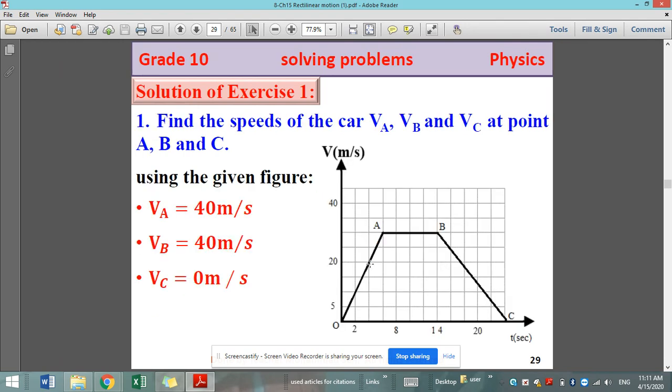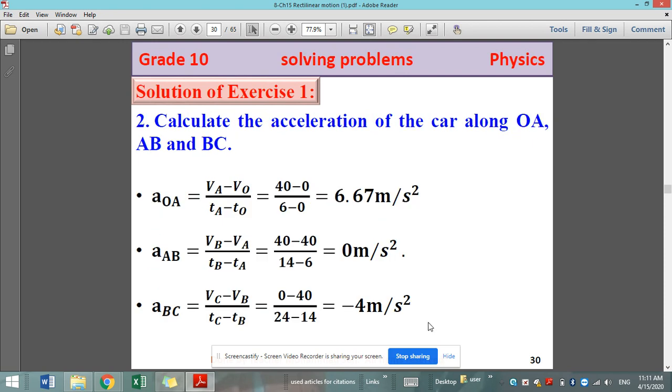And the acceleration of the phase BC is VC minus VB, the final minus the initial, over TC minus TB. TC is 24 and TB is 14, so the difference in time is 10. We have 0 minus 40 over 24 minus 14. It is minus.